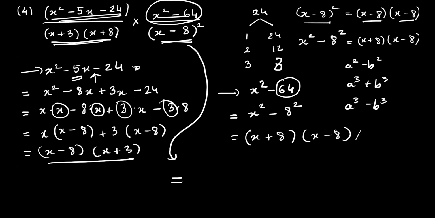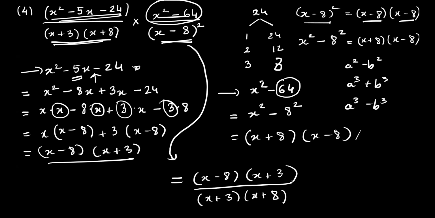So I will write x minus 8, plus 8, x plus 3. X plus 3. Okay, what will we write in the denominator? The same, x plus 3, x plus 8. Okay, because it is already factorized. Yes. In place of x square minus 64 we'll write this: x plus 8, x minus 8. And in the denominator here, do you agree we'll write x minus 8 the whole square?